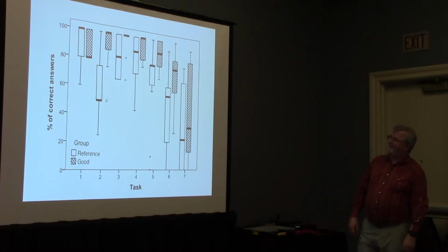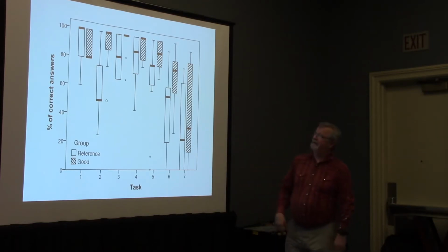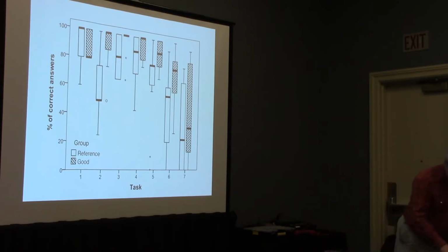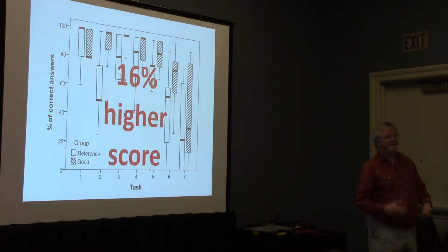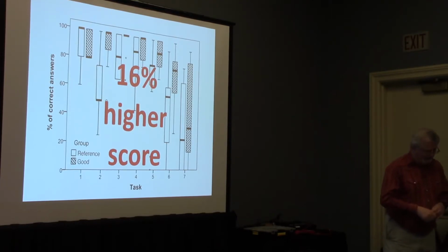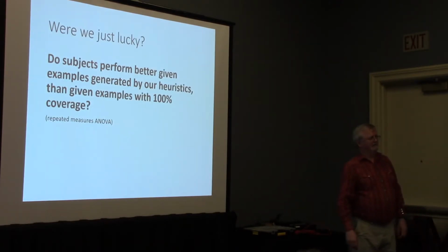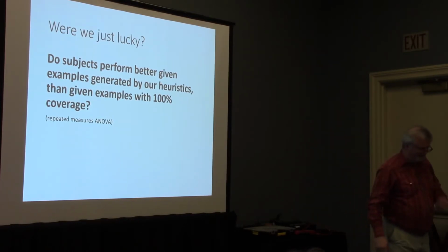And you can see that for every task, the grey students did at least as well, and very often better, than the white students. Indeed, overall, the students who got our good examples got a 16% higher score than the students who got 100% coverage examples. Okay, so you might wonder, were we just lucky? Well, we were lucky over 7 tasks, but the whole experiment was 22 people, 15 minutes. So, maybe you can be lucky for 15 minutes.